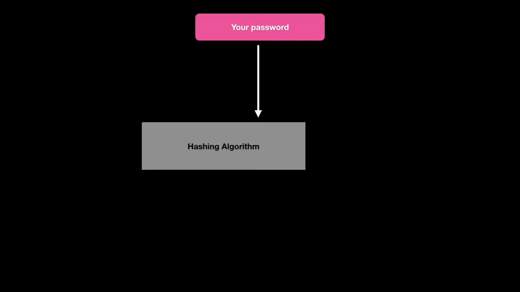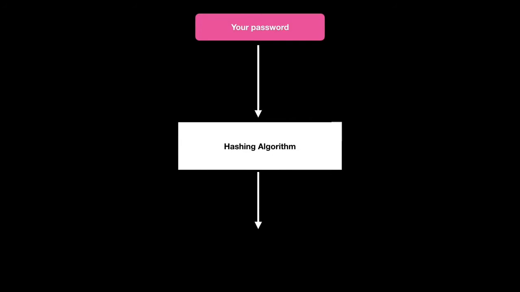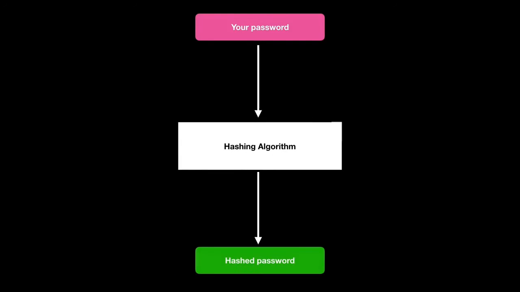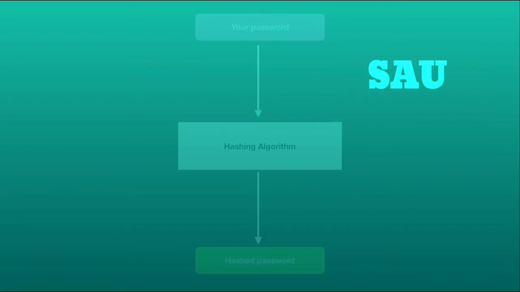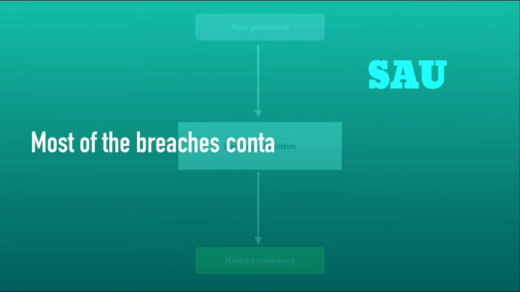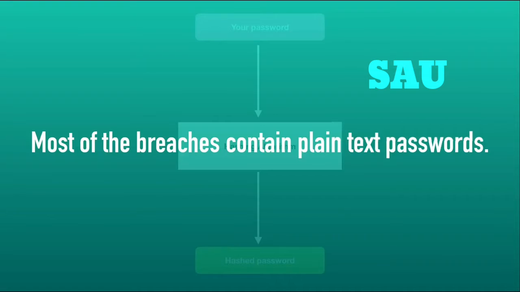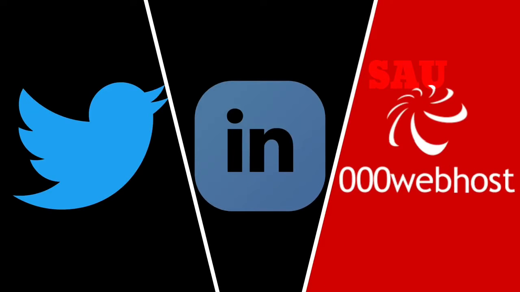Most of the websites hash your passwords before they store it in their database. So a hacker needs to first crack your password hash in order to find your real password in plain text. But I'm not saying that it is impossible to crack a password hash. In fact, most of the data breaches on the internet contain plain text passwords. Many famous websites like Twitter, LinkedIn, 000Webhost, etc. already suffered major data breaches. And all these breaches are publicly available on the internet, literally for anyone to see.